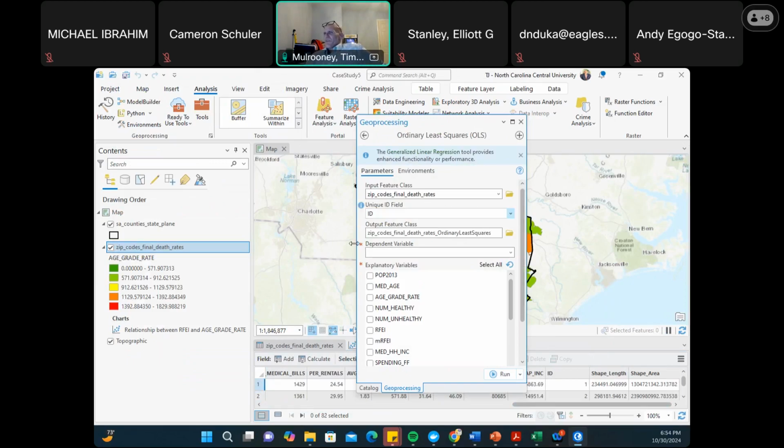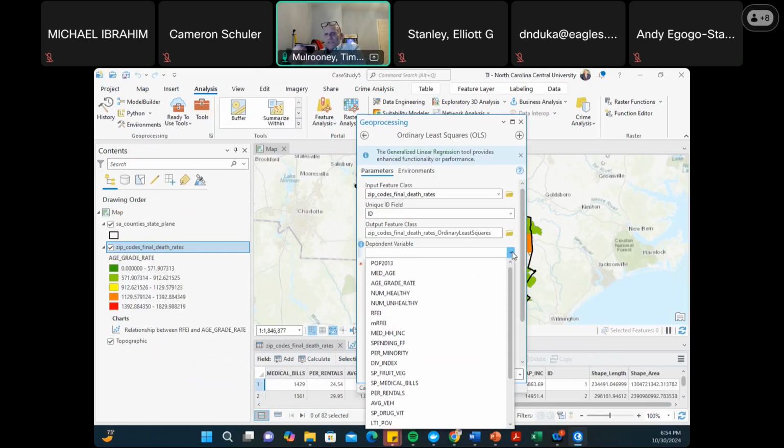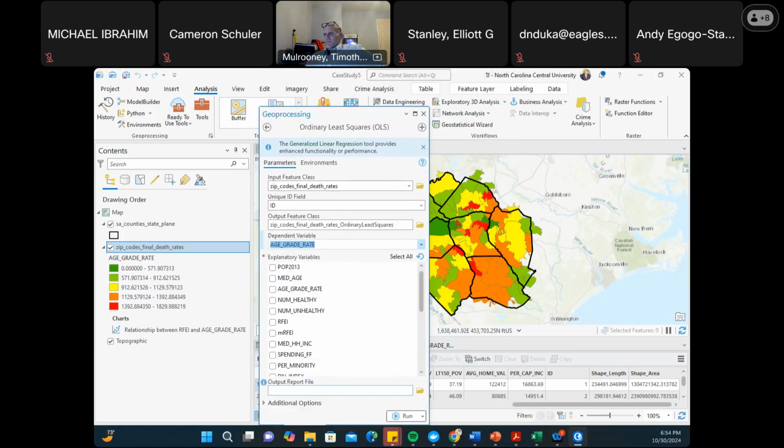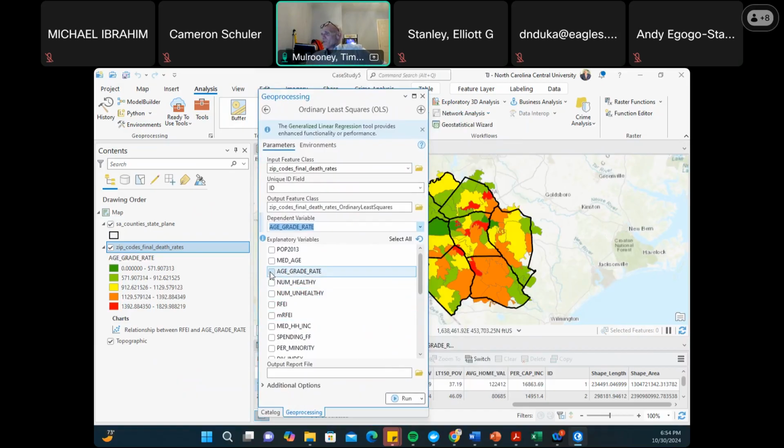Okay, now my output feature class is going to be this, my dependent variable. What are we trying to explain? We try to explain by mail voting rates for 2020. That was my whole goal before. What are the factors that explain those? Here is the age-graded death rates, these heart disease-related death rates here. What are the factors that we want to explain? Okay, well, we don't want to do age-graded death rates because it's just going to be a one-to-one relationship.